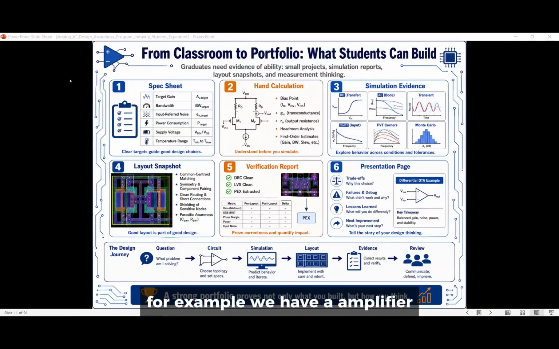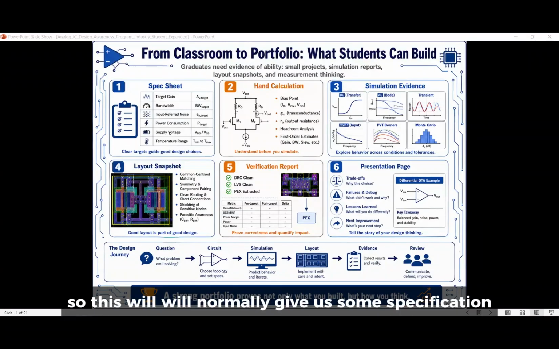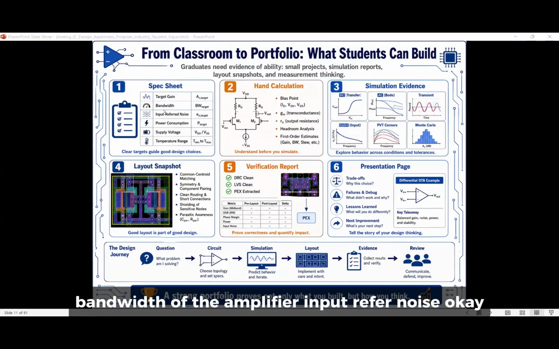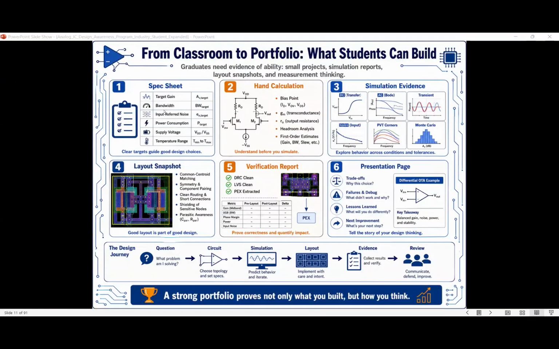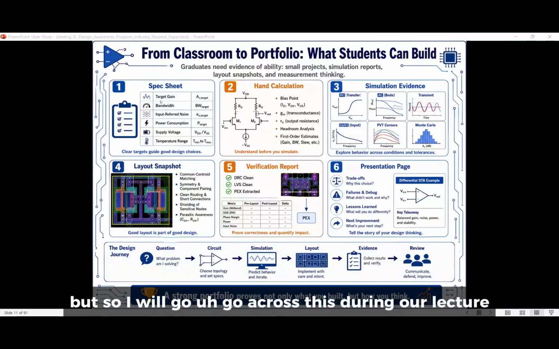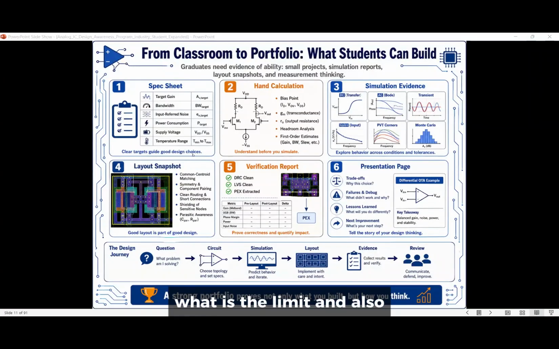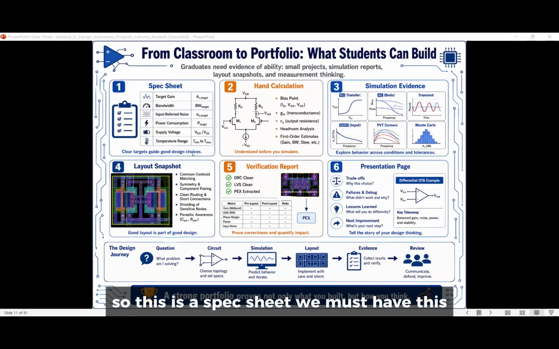For example, we have the amplifier. So what about the historical approach to building an amplifier? This will normally give us some specifications, right? For example, the bandwidth of the amplifier, input referred noise. Maybe some of you have not studied noise, but I will go across this during our lecture. Yeah. So what is the power consumption, supply voltage, what is the limit, and also what is the temperature range that allows the circuit to operate normally, right? So this is a spec sheet. We must have this specification before we construct the circuit.